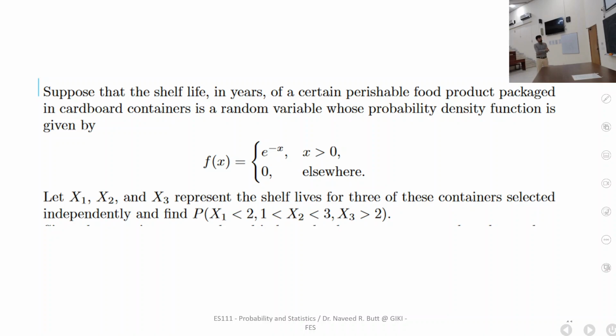Okay, then what? x1, x2, x3 represent shelf lives of 3 of these containers, food containers, and there is some key information in here. They are selected independently. So the shelf lives of these will be independent of each other. So there is no dependency among them, yeah? Then you're asked to find what's the probability x1 is less than 2, x2 is less than 3, and x3 is greater than 2. How will we do it?